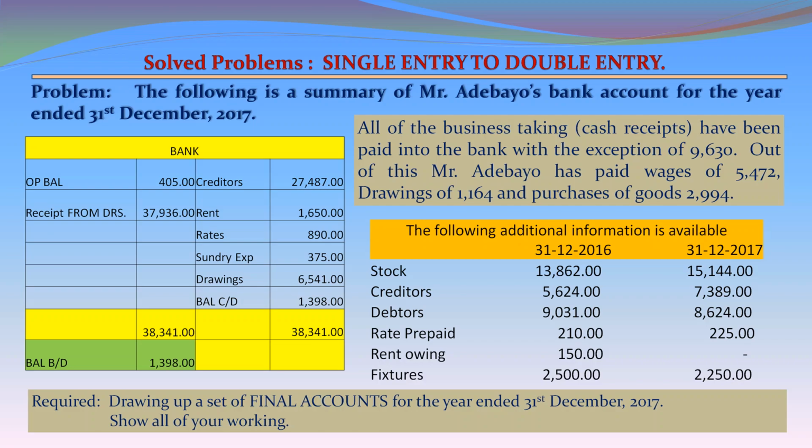On the credit side, payment to creditors 27,487. Payment to rent 1,650. Payment for rates 890. Payment to sundry expenses 375. Payment for drawings 6,541. Balance carried down 1,398.